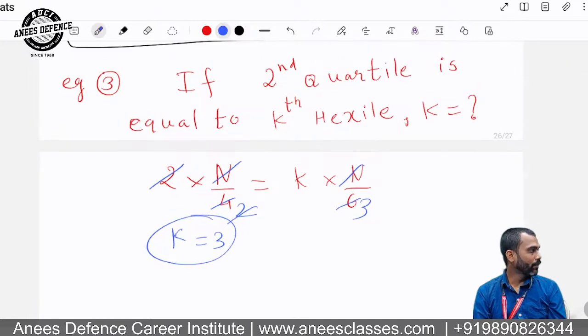What is the meaning of decile? Decile means 10 equal parts. Hexile means 6 equal parts. Now if the second quartile is equal to the mth decile, what is the value of m? 5. Simple. Is there any doubt? No. Okay, so we are done with quartile deviation as well as the coefficient of quartile deviation.